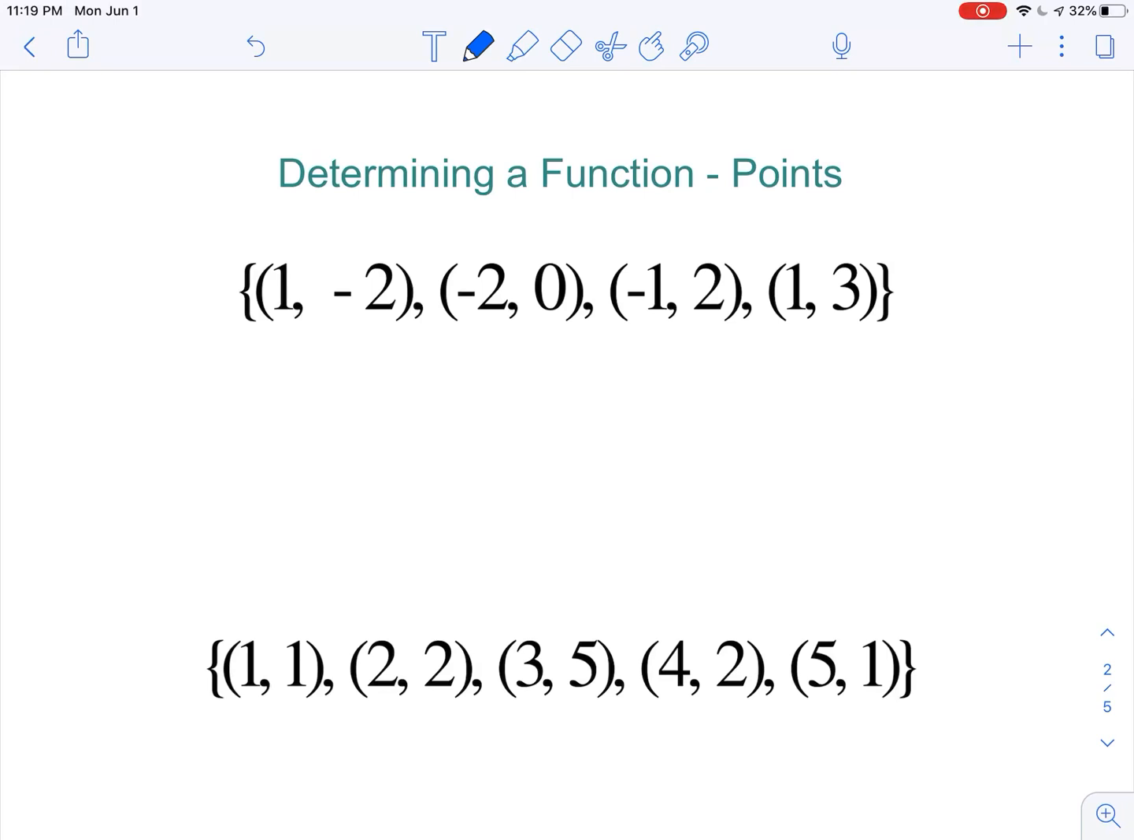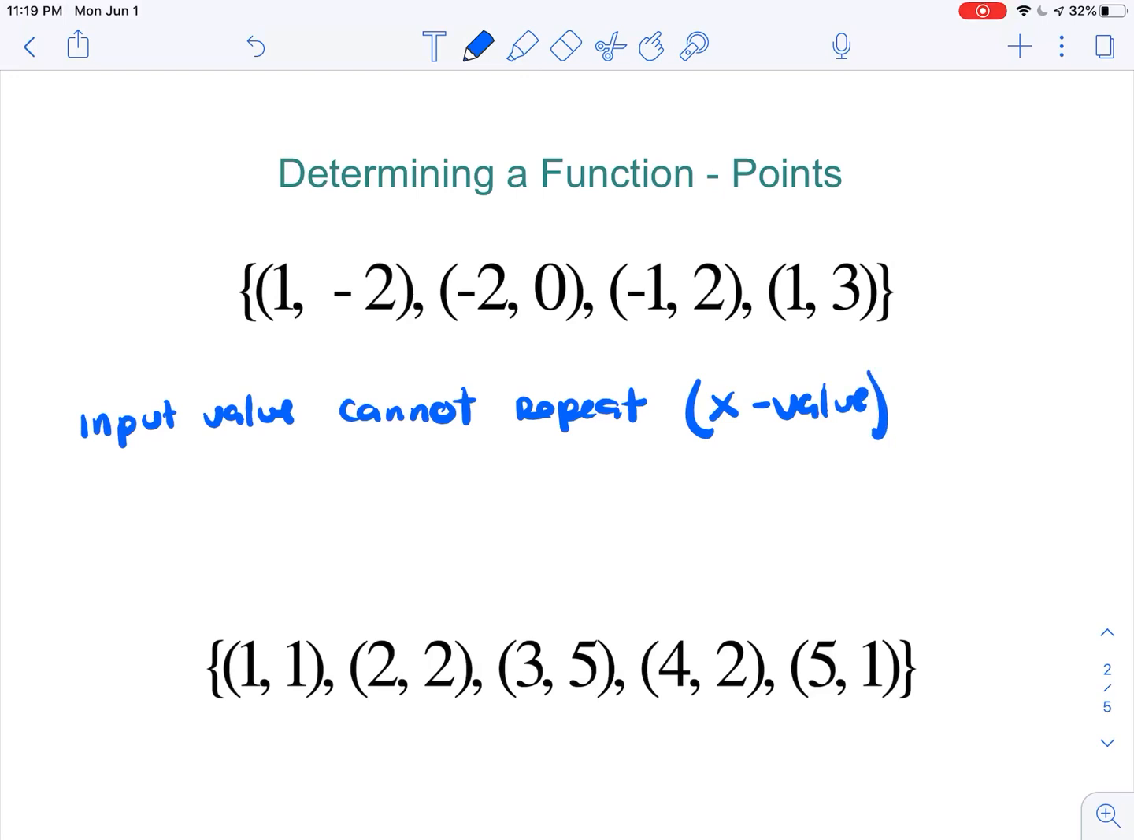So what happens if you're given a set of points? Well, if every input has to have exactly one output, that means my input value cannot repeat, because that means it has two answers it's being sent to. For the most part, this is going to be my x value. So if we are given a set of points and we look at all of the x values, and one of them repeats, we will not have a function.